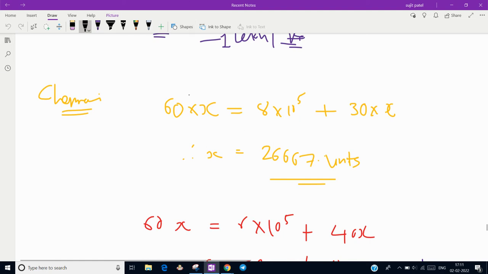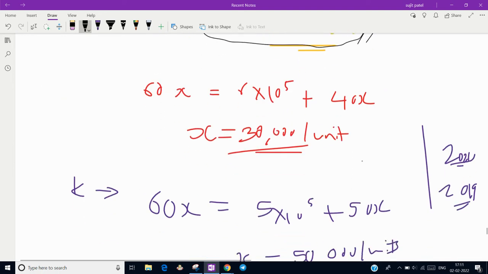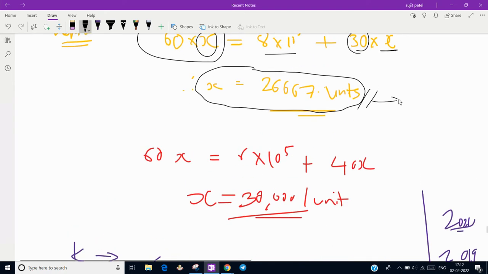So for Chennai, 60x, that means 60 rupees unit selling price multiplied by number of units, is equal to 8 lakh fixed cost plus 30 rupees variable cost and number of units. This is the total investment and this is total sales. Where investment and sales become equal, that is called break-even quantity. If you solve this, you will get 26,667 units as the break-even quantity for Chennai.